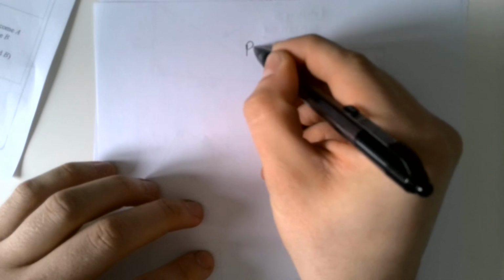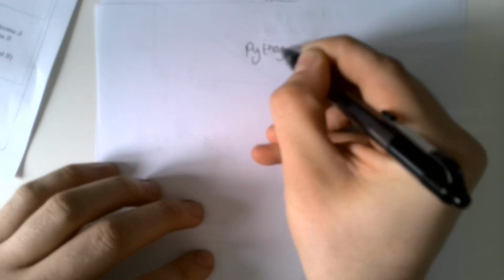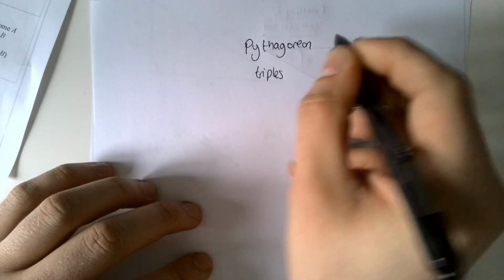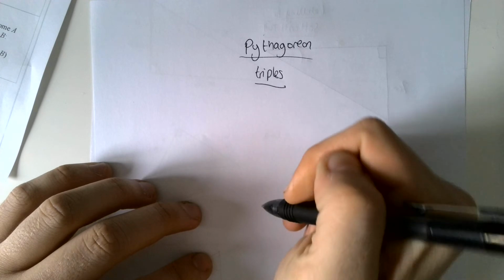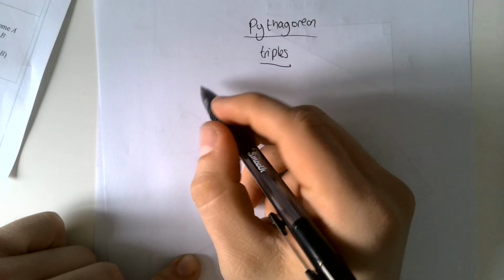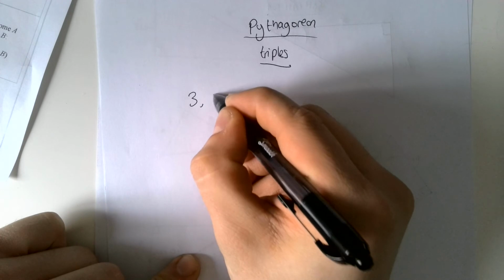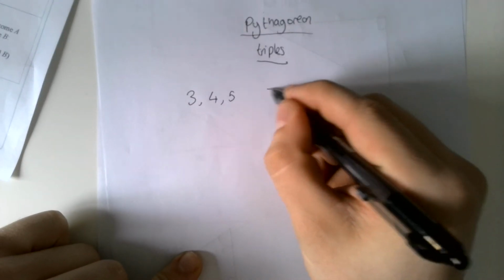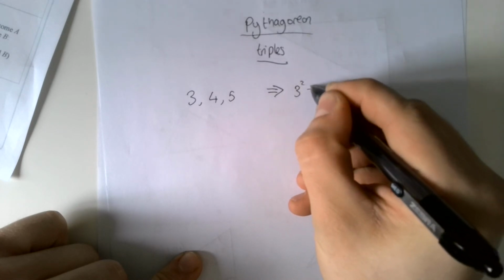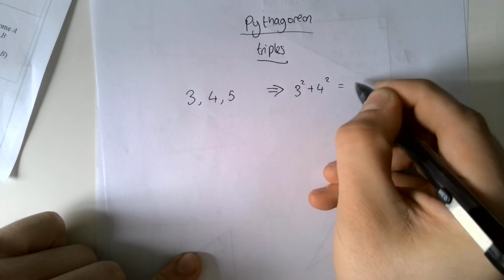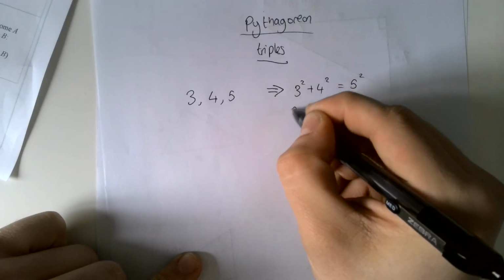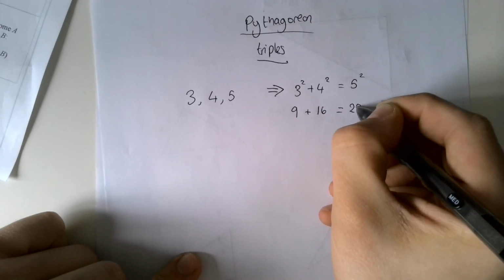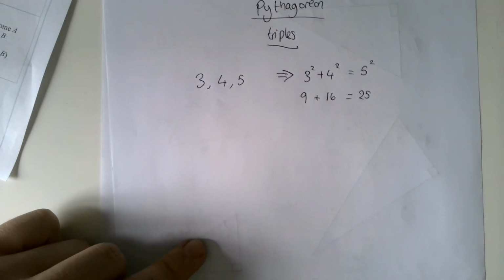So some people do memorise these. You don't have to though, you can probably work them out for yourself in the exam. So the most common ones you are given are 3, 4, and 5, because if you do 3 squared plus 4 squared it gives you 5 squared. I'm just going to prove that. 3 squared is 9, 4 squared is 16, 5 squared is 25. 9 plus 16 is 25.